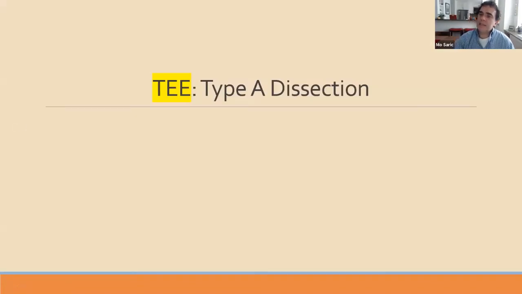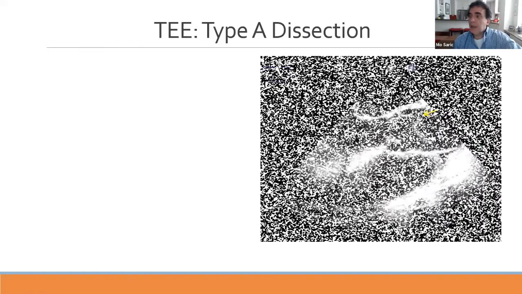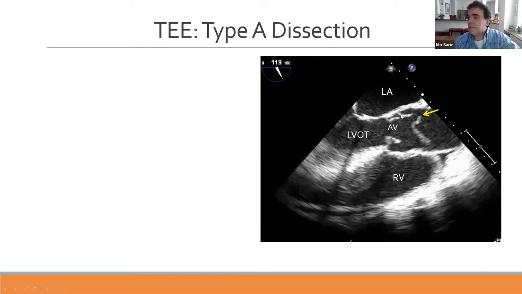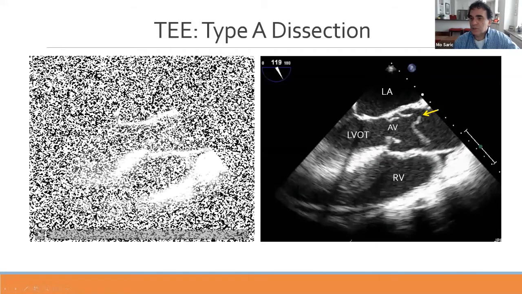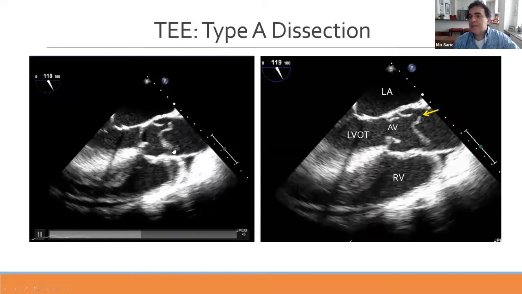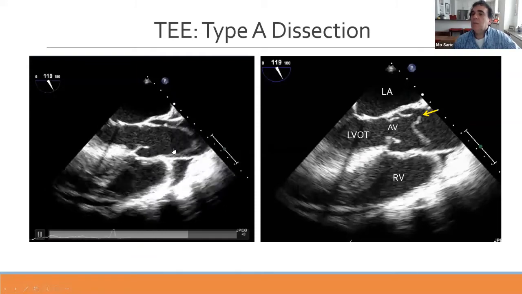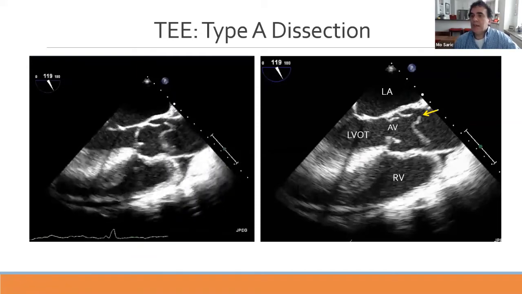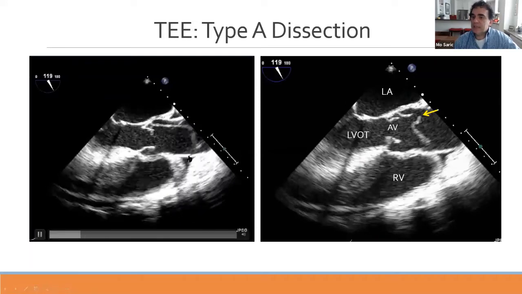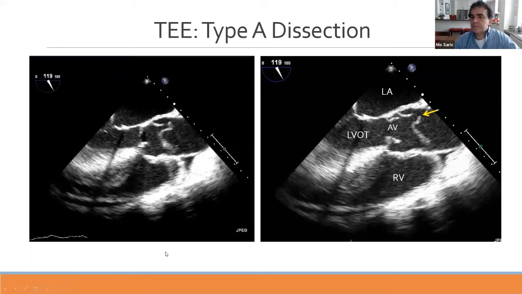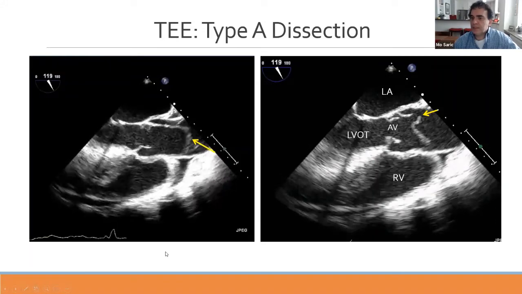How about TEE? What do we see on a type A dissection on TEE? Here, again, we will look for an independently mobile, undulating echo density in the proximal aorta, indicative of a dissection flap separating true from false lumen. Again, please notice this independently mobile, undulating echo density representing the dissection flap. Again, the arrow points to that dissection flap.